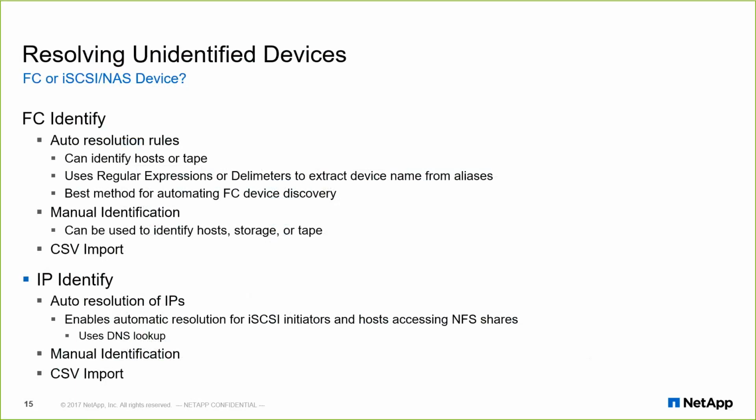On the IP identify side of things, it's really easy. We have an auto resolution of IPs. Basically, you'll see this is a box we check, and it's going to automatically resolve devices such as those connecting to iSCSI initiators or accessing NFS shares. The thing to note here is that auto resolution is not going to be able to identify devices connecting in through CIFS shares. On the NFS side, it's going to be using those NFS exports to identify those devices, so keep that in mind. It's also going to be using DNS lookup to identify these. I'll show you a little bit more on that.